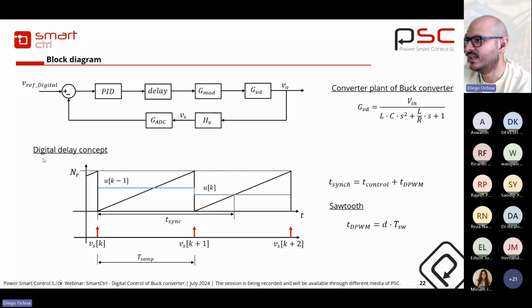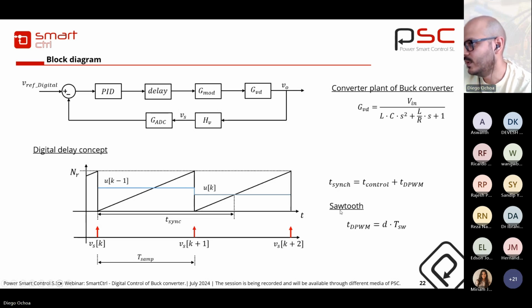So this is a digital delay concept. Here in this example we are considering a sawtooth carrier. We have a sampling frequency equal to the switching frequency. In this case, we have one sample every switching period. Also, in this picture, you can see that we sample the output voltage at the beginning of the carrier signal.